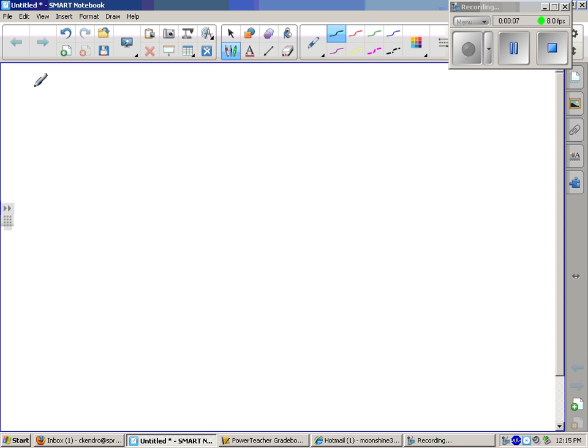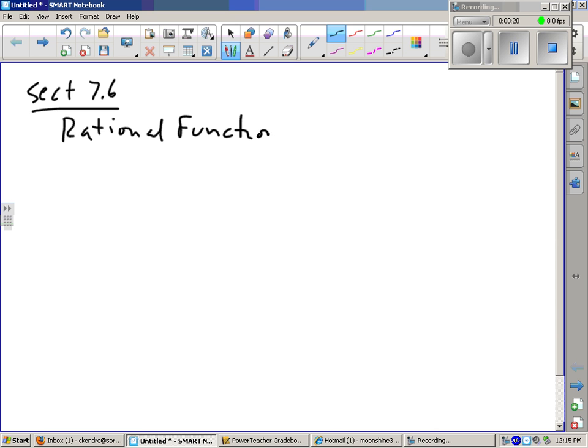We are going to do section 7.6 today. Section 7.6 has to do with rational functions. And rational functions, if you remember, the first 5 letters is ratio, and that has to do with fractions. A rational function might look something like this, where you have it in the form of a fraction.